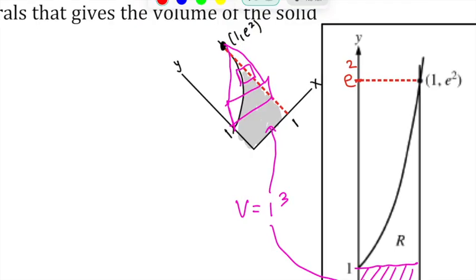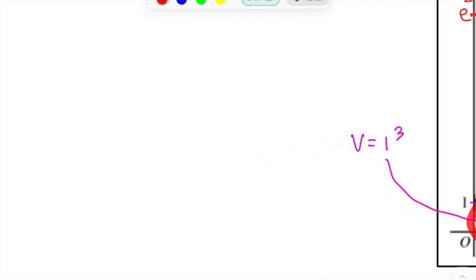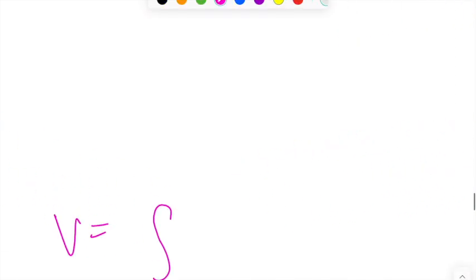Okay, so let's erase that. I just wanted to give a visual, but we do need to keep track of the volume of r. So we're going to have this 1 cubed. So let me just write this over here now.